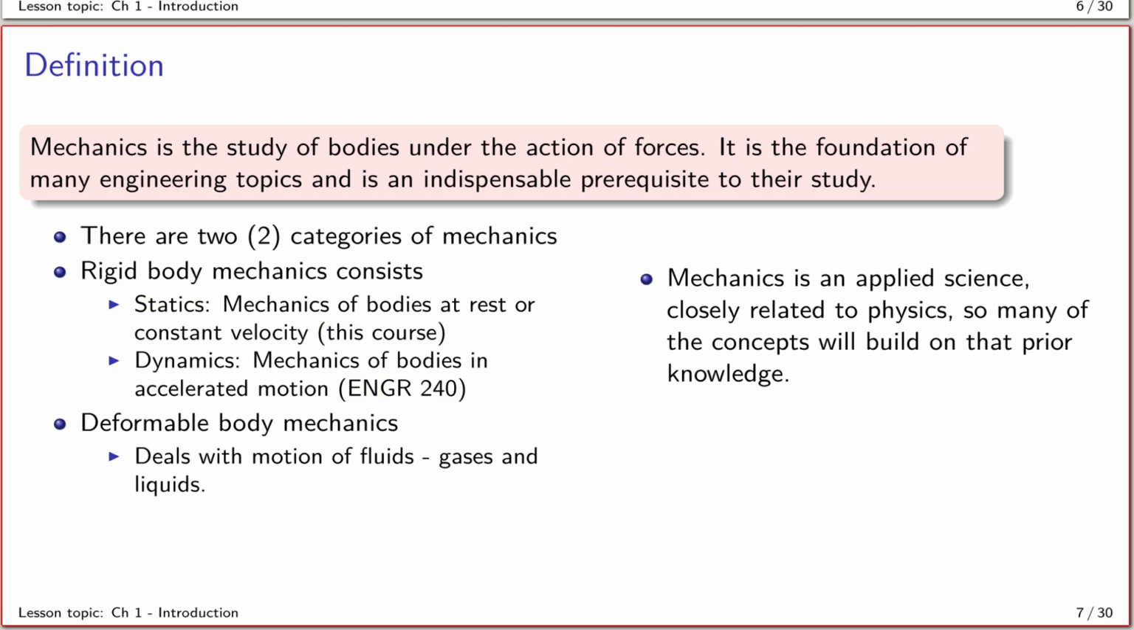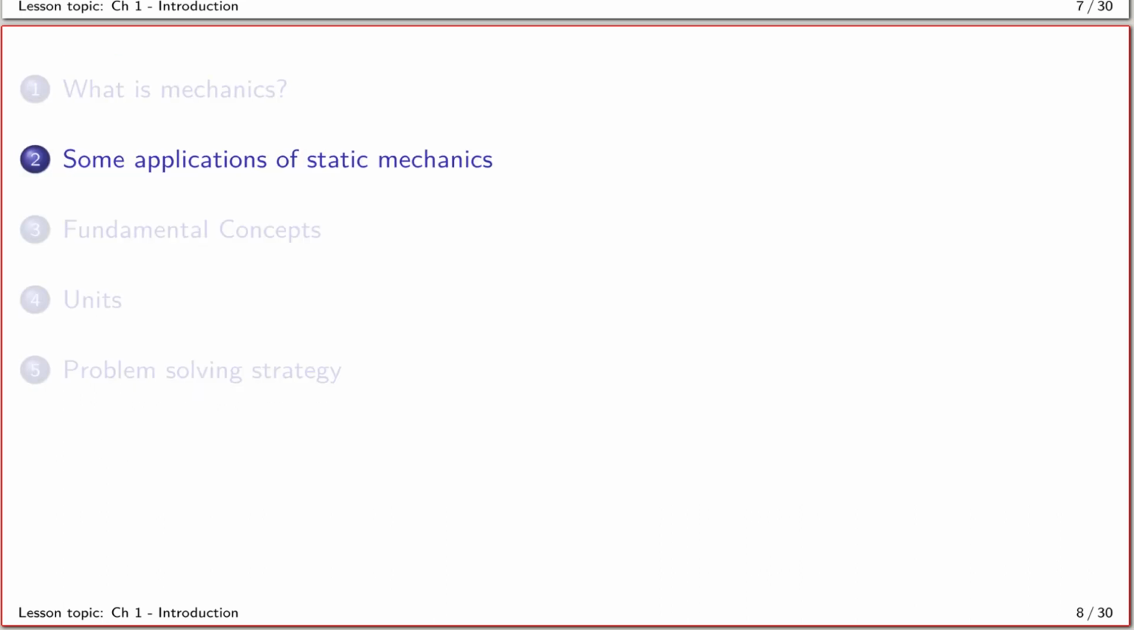The other type of mechanics is deformable body mechanics, and this has to do with the motion of fluids. For example, it could be a gas or it could be a liquid. Now, since many of you, or probably all of you, have taken a basic class in physics, you may already have encountered some of the fundamental underlyings of mechanics. And in fact, mechanics is very closely related to physics. So that's why one of the prerequisites is, of course, physics. And as you will see, statics builds on many of the concepts that you've already learned in physics.